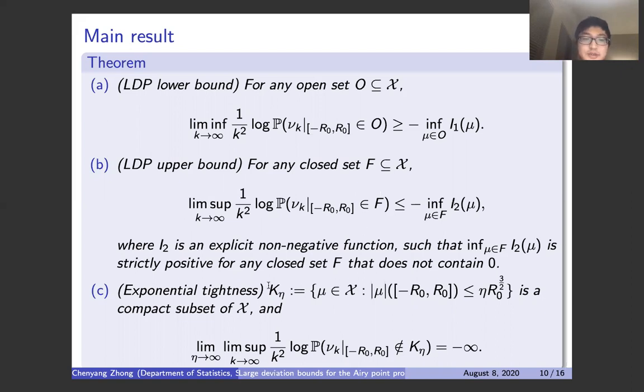And we also have an exponential tightness result. For this compact subset X_k of eta, if we first take the limit of k to infinity and then take the limit of eta to infinity, this quantity goes to minus infinity. The usefulness of exponential tightness lies in the fact that it allows us to approach the LDP upper bound by a local LDP upper bound, which is considerably easier to establish.